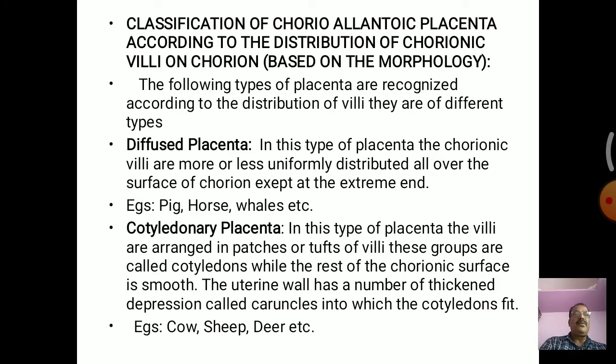So nature of villi, that means distribution of villi, there are two types, diffused placenta and cotyledonary placenta, along with examples. In the diffused placenta, the villi are uniformly distributed. Examples: pig, horse, whales, etc. In the cotyledonary placenta, the villi are arranged in the form of patches or tufts. Examples: cow, sheep, deer, etc.